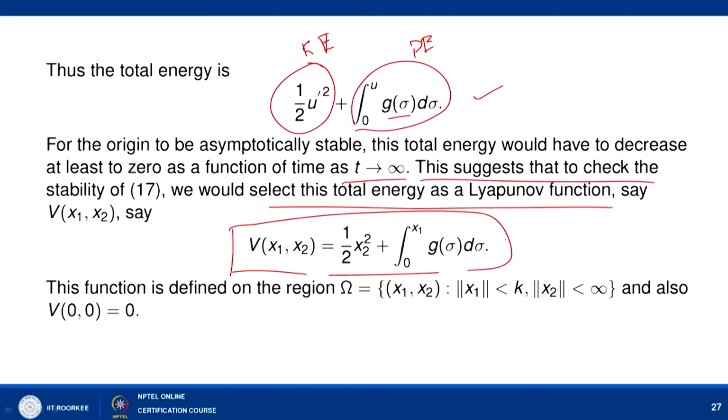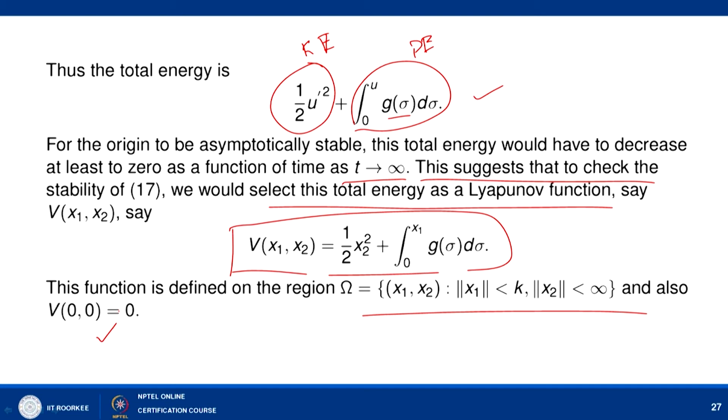So this suggests that to check the stability of 17, we will select this total energy as a Lyapunov function, and we write the Lyapunov function as V of x1, x2 equal to 1/2 x2 square plus the integral from 0 to x1 of g of sigma d sigma. This function is defined on Omega, all those x1, x2 such that the norm of x1 is less than k and the norm of x2 is less than infinity, and we can easily check that V of 0, 0 is equal to 0.